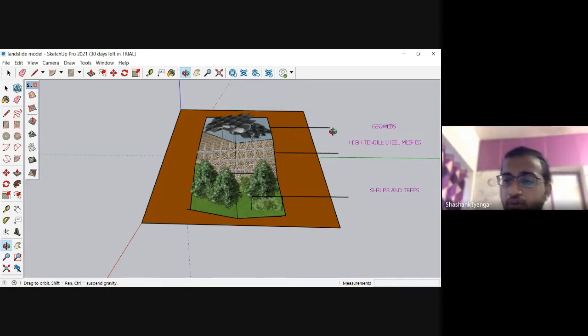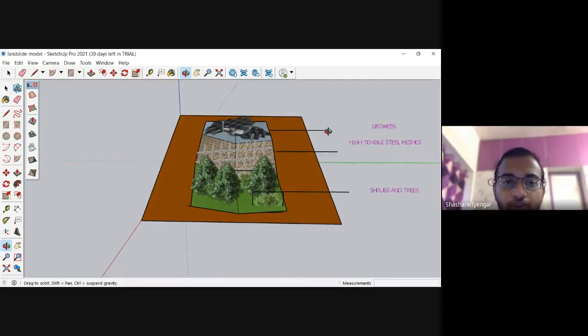As you can see in the model, in the first region, the topmost region of the hill, we are going to be installing geowebs. Geowebs are made up of high density polyethylene. They are strong enough to hold the soil intact and make sure that the upper part of the soil is not susceptible to any kind of movement, because the major source of landslide is the loss of the topmost layer of the soil, which results in a movement of the land. So this will not take place because of the installation of geowebs.